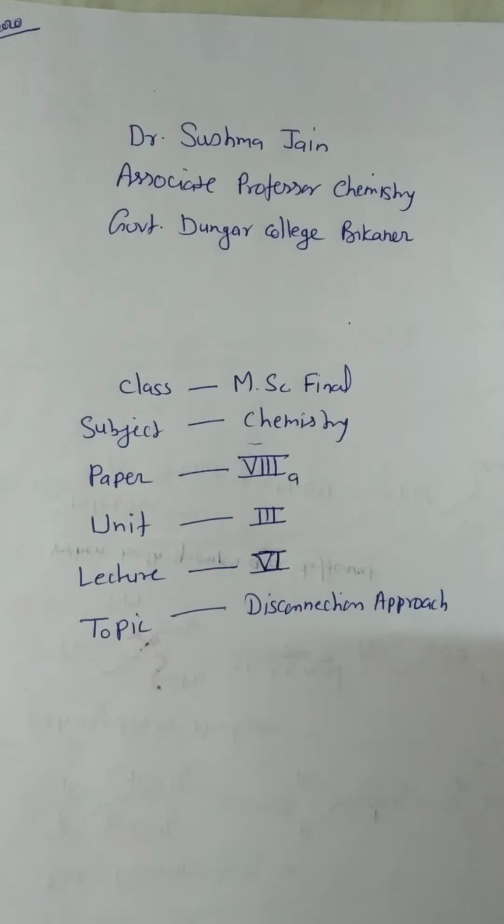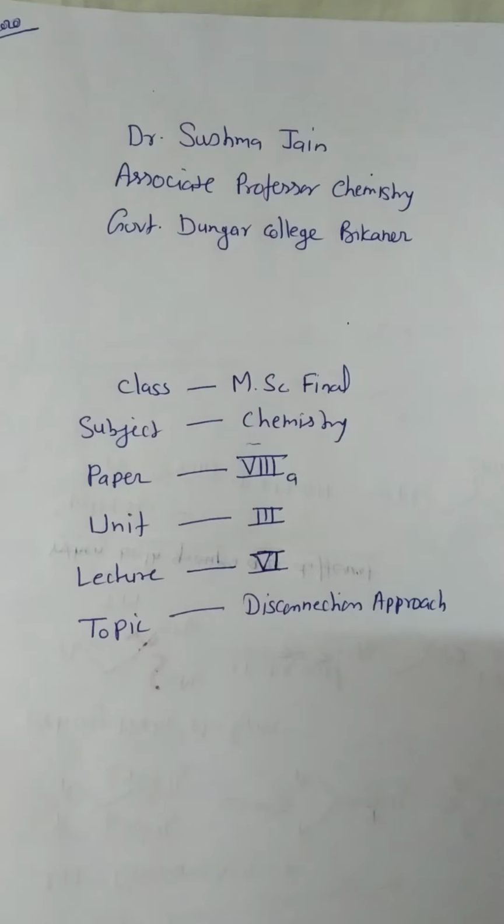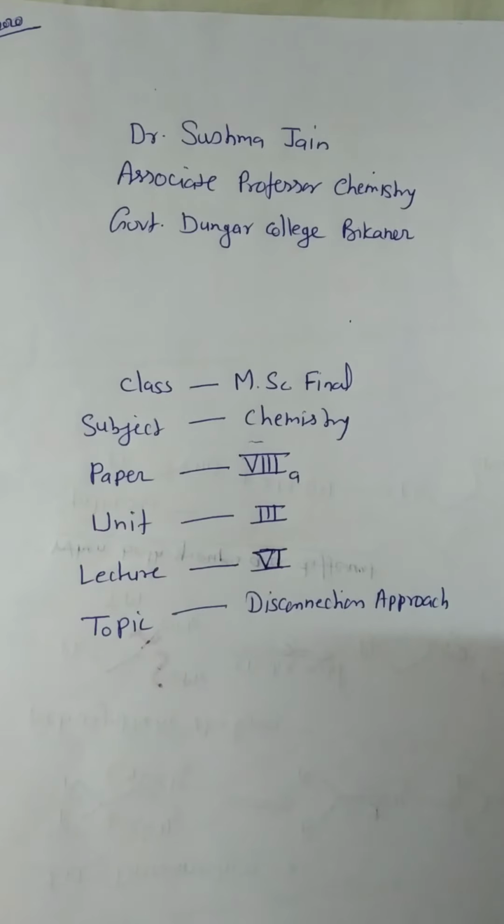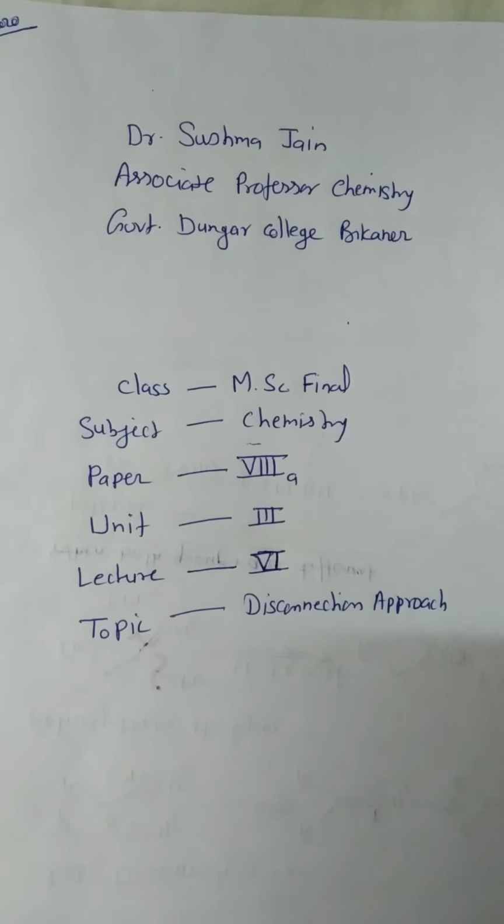In the previous class, we studied two group C-X disconnection. In this topic, we discussed 1,1 disconnection and 1,2 disconnection. Now today, I shall discuss some more examples for two group C-X 1,2 disconnection.